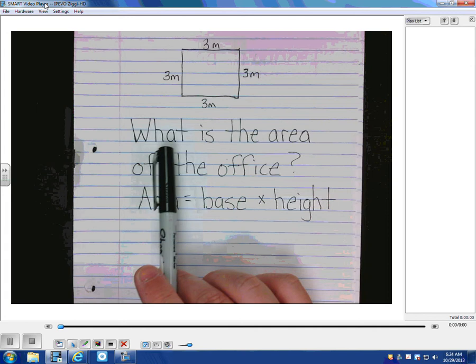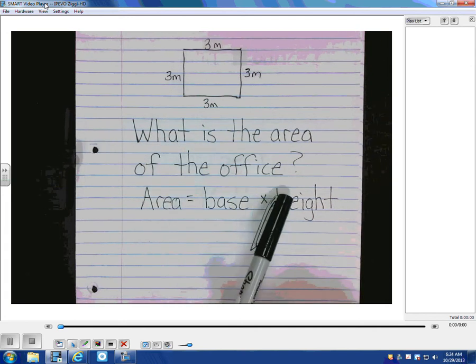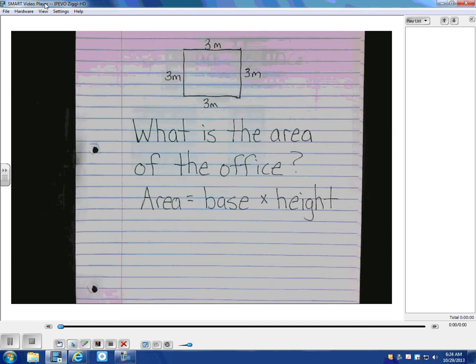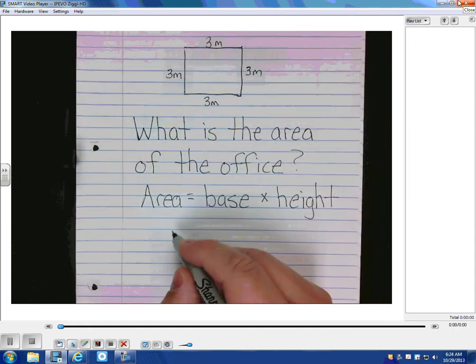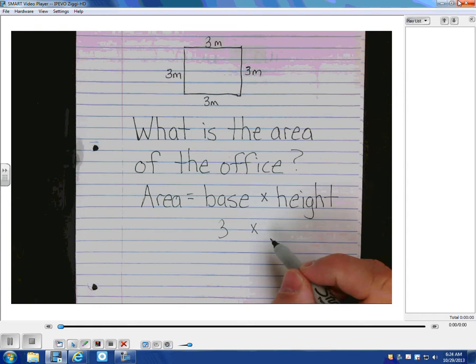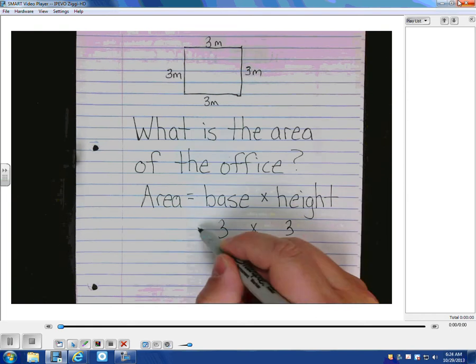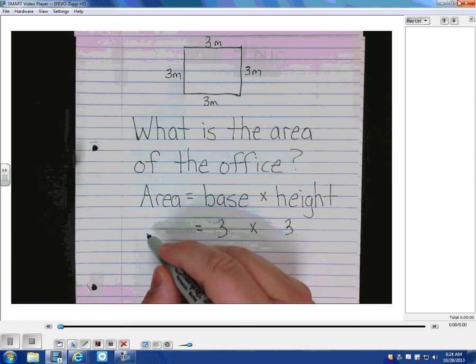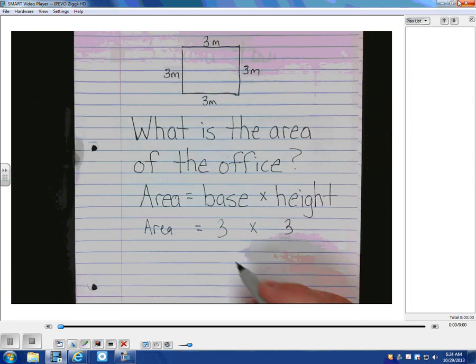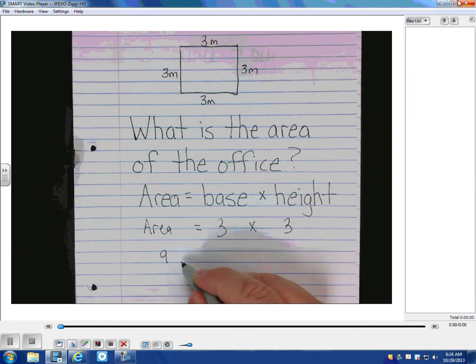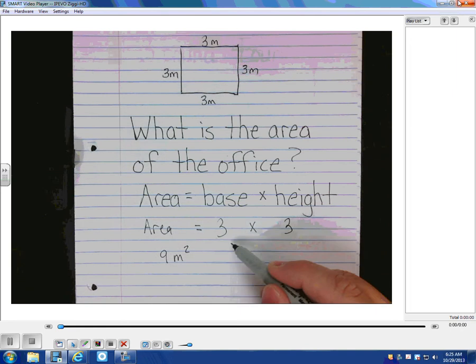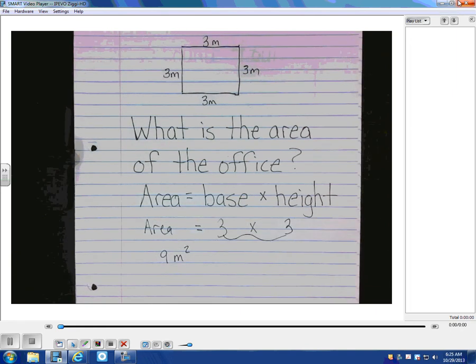Okay, so I just wrote the question, what is the area of the office? Because that's the key thing we have to figure out. How much area is in that office that we're going to have to buy carpet for? So to find area, here's the formula. You multiply the base times the height. Base times height gives you area. So in this problem, it's pretty simple because all of these are 3 meters. So my base is 3 times my height, which is 3. And that would give me the area. So in this case, the area is going to be 9 meters squared. Now you did that from just multiplying these two numbers together. Okay, but I'm not finished yet.